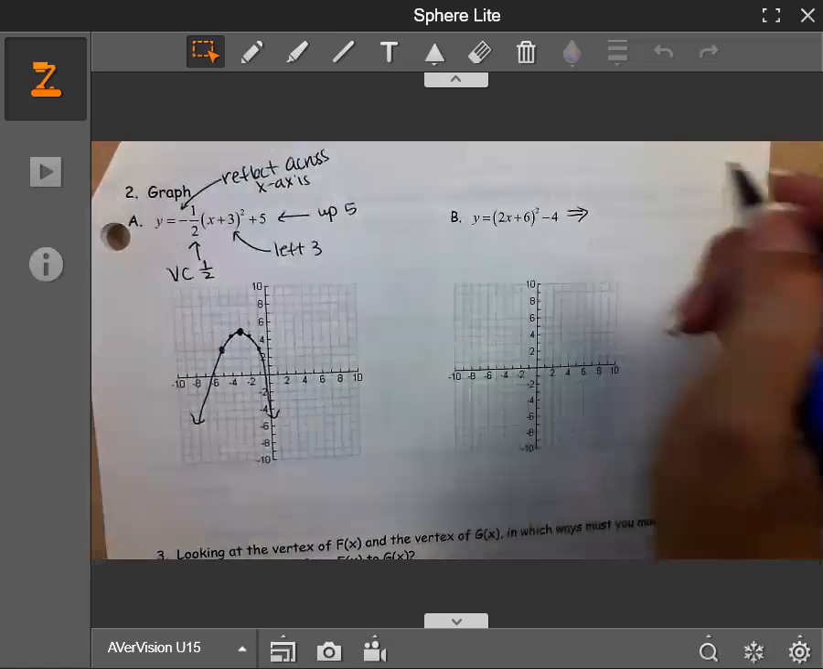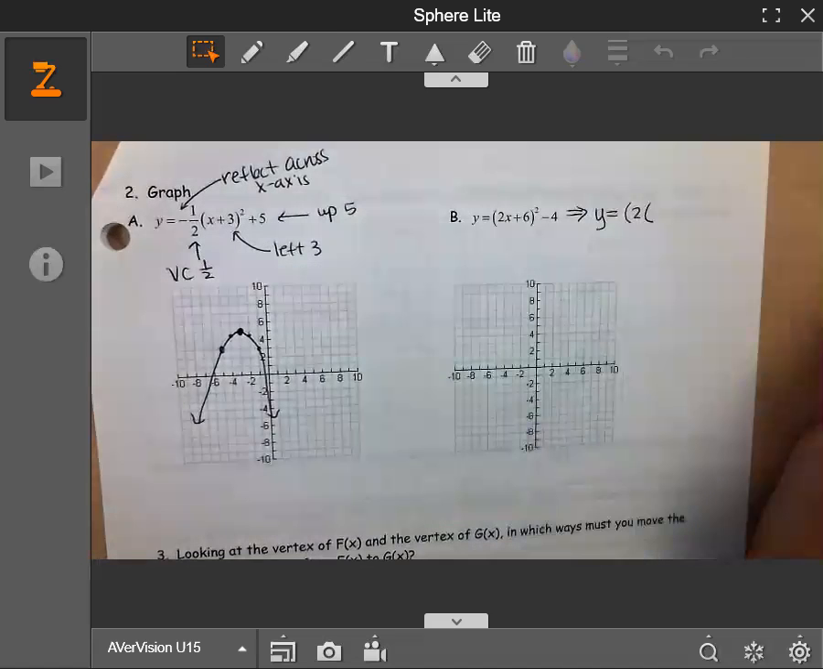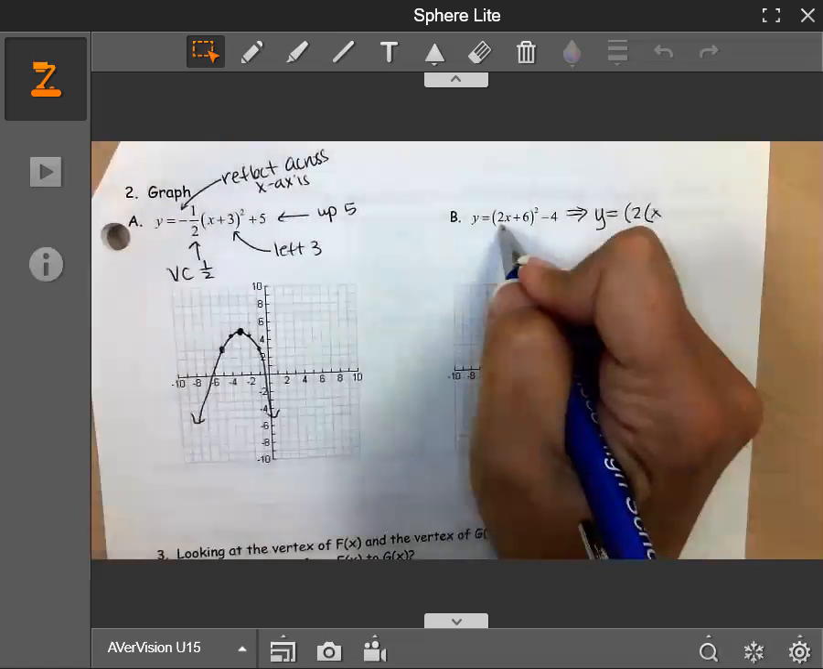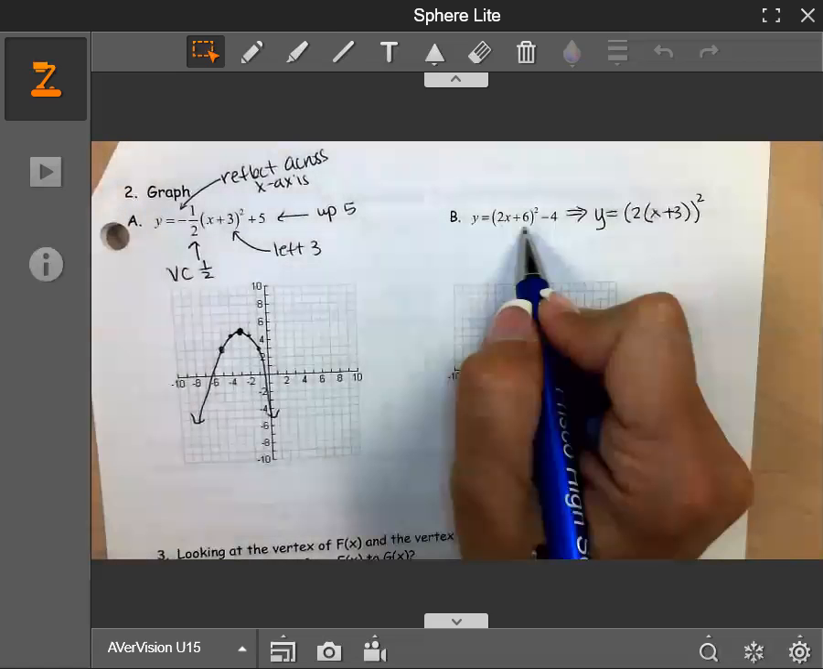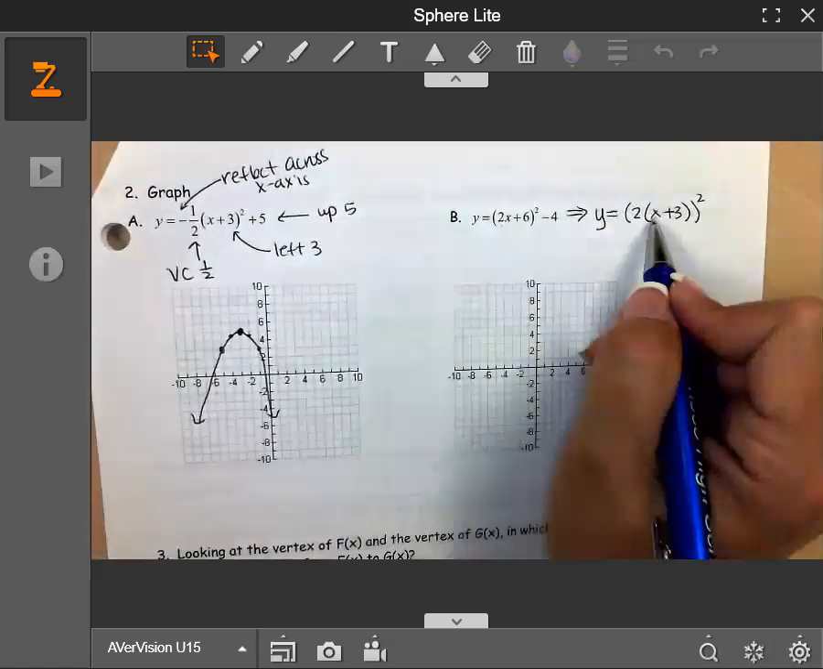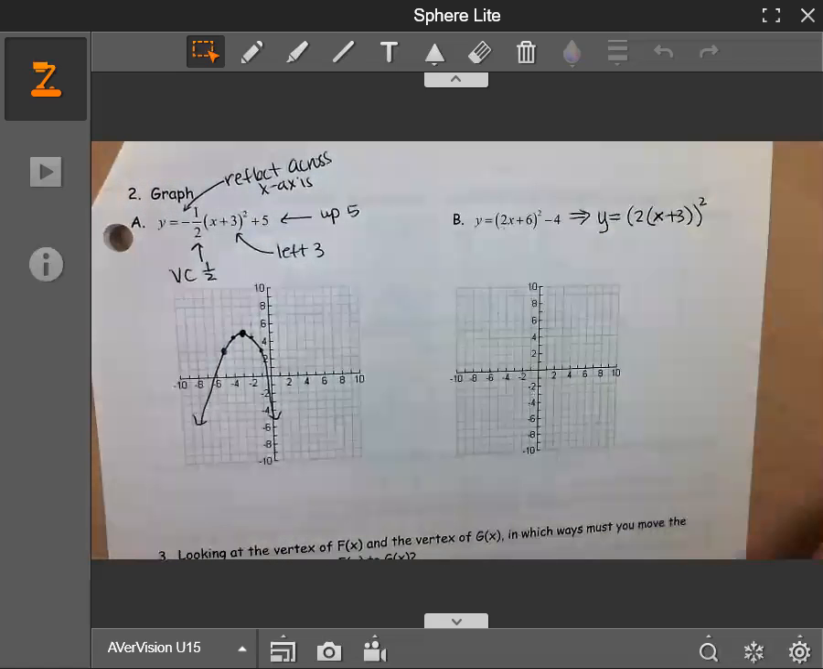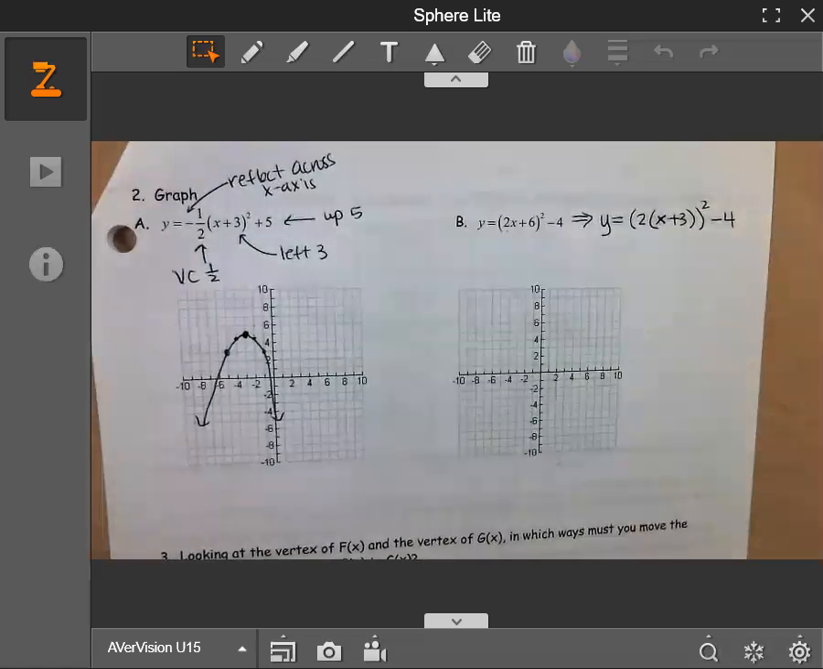To do that, we factor out that 2 in the front there so that x doesn't have anything in front of it. So 2 times x gives me 2x, and 2 times 3 gives me this 6. We factored out whatever's in front of the x, that GCF. Remember, factoring is undoing that distribution. Now it is in the correct transformational form, so now we can take our transformations from it.